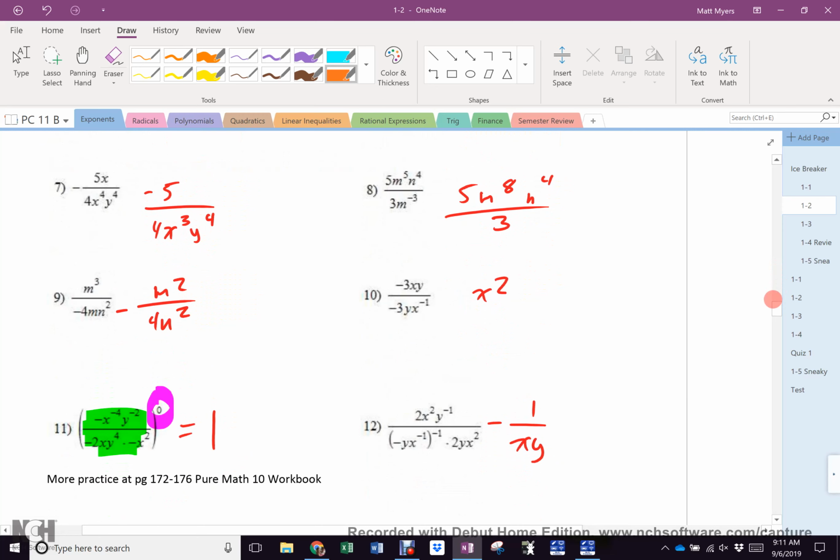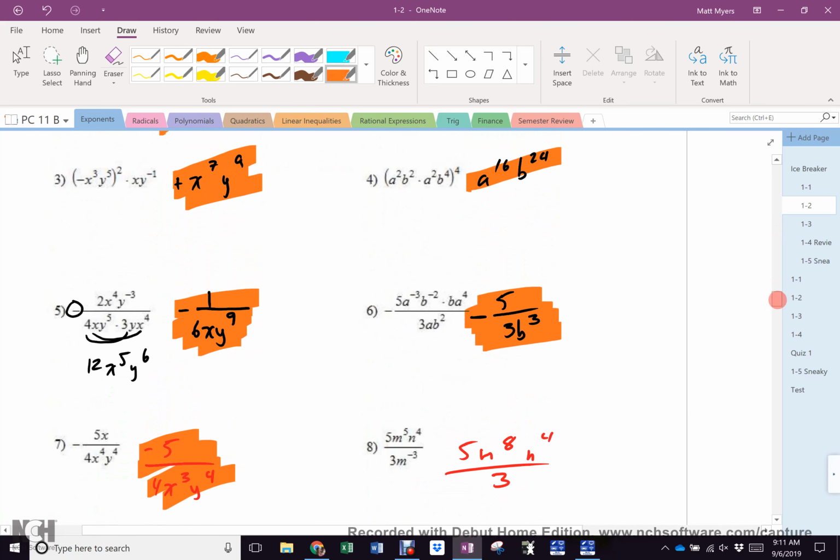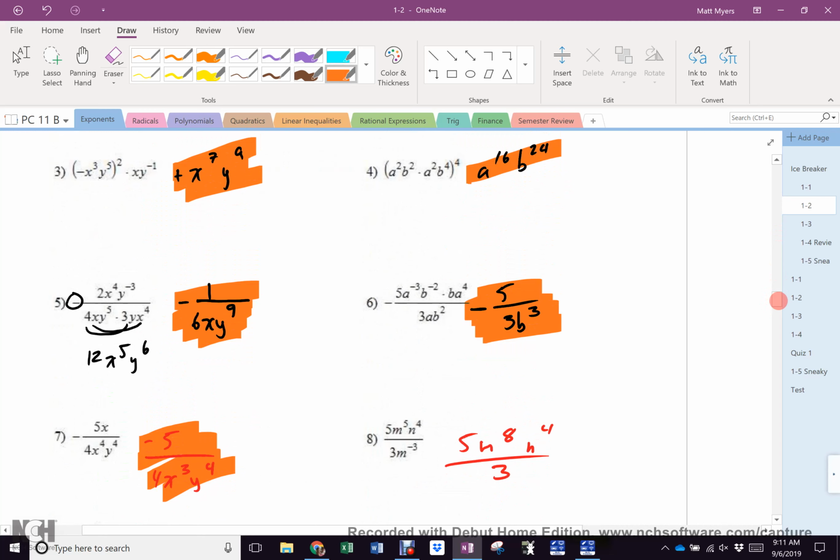And then, oh, that orange doesn't work over the red. No. Everybody still good? Once, twice, thrice?